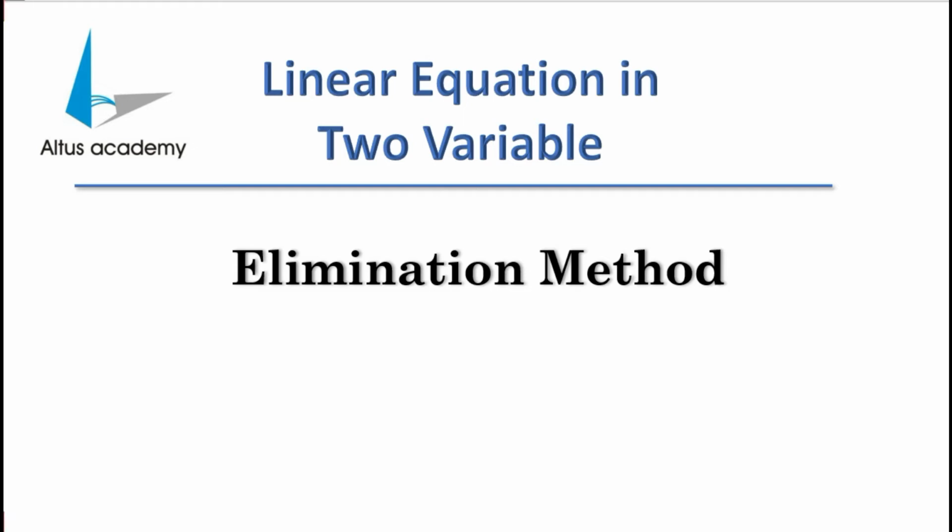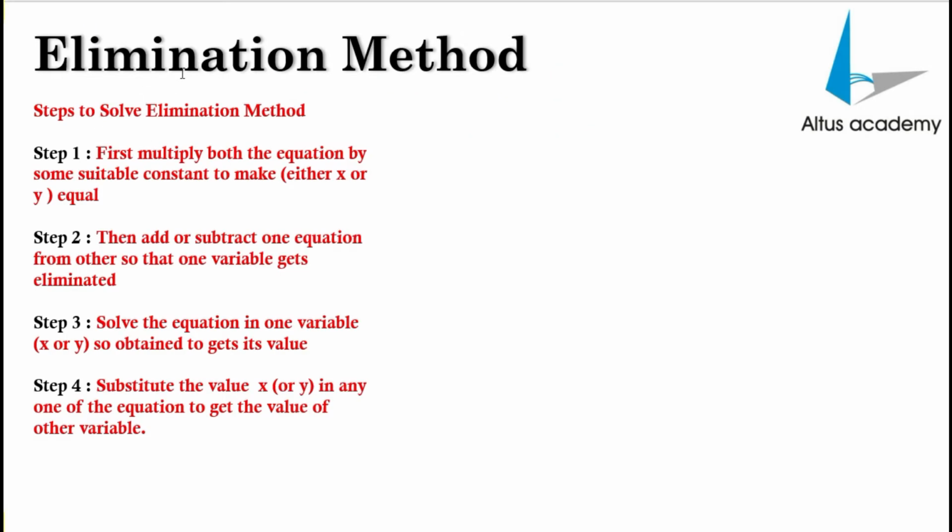Now before going with the actual problem, let's see what steps you can follow to solve by the elimination method. As you can see on the screen, these are the steps you can follow. Step number 1: first multiply both the equations by some suitable constant to make either x or y equal. As you know, you have two different variables, so you can make either one equal depending upon your conditions.